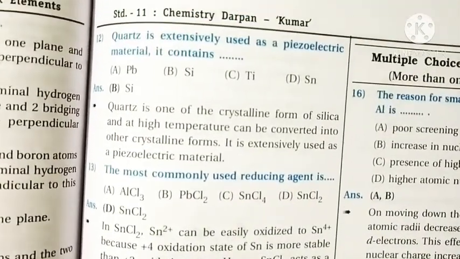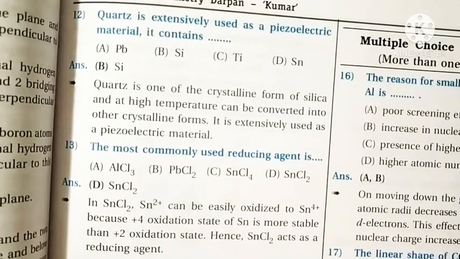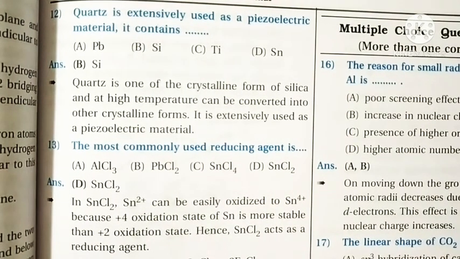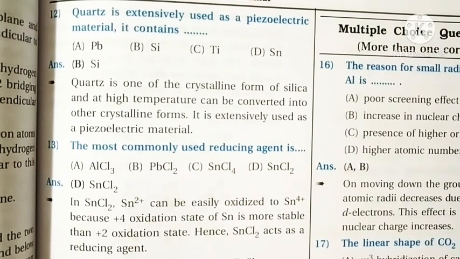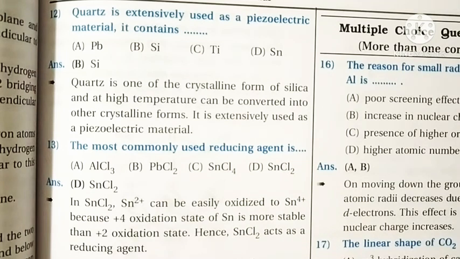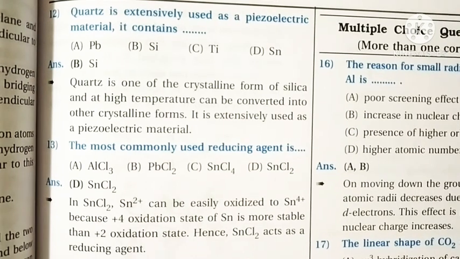Next, question number 12. Quartz is extensively used as a piezoelectric material because its dielectric constant, right? So its dielectric constant is quite good. And quartz is one of the crystalline forms of silica, and at high temperature can be converted into other crystalline forms. So silicon is the perfect answer.